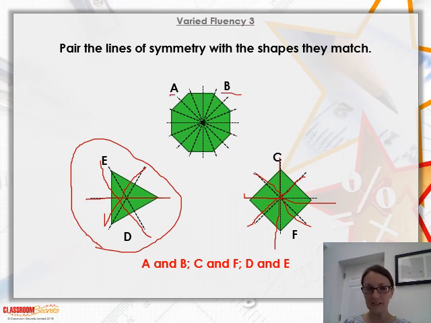How many lines of symmetry? This isn't exactly on center here when I placed it over. It just wouldn't line up exactly. But let's count them. We've got 1, 2, 3, 4, 5, 6, 7, 8, and it's an octagon, so it has 8 sides, so it has 8 lines of symmetry too.